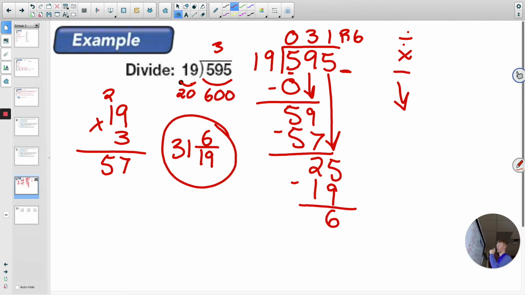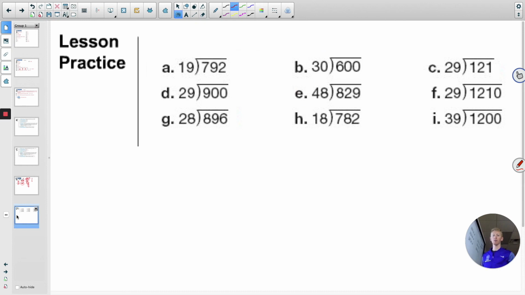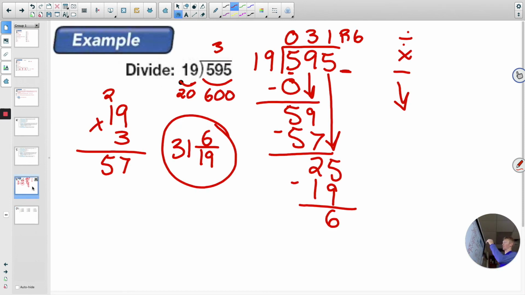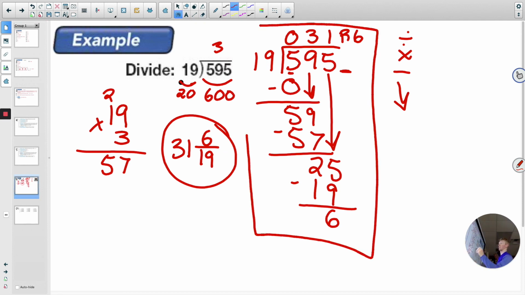That's my final answer. So in your math homework, when you're going through the lesson practice, right here you can see all these things. You should make sure that you have all of your work right there along with the answer. So if this were letter A, for example, all of this here would be listed, A. And then you would have your answer circled, 31 and 6 over 19. Right? And then it'd be easy for me to see all of your work along there with it.